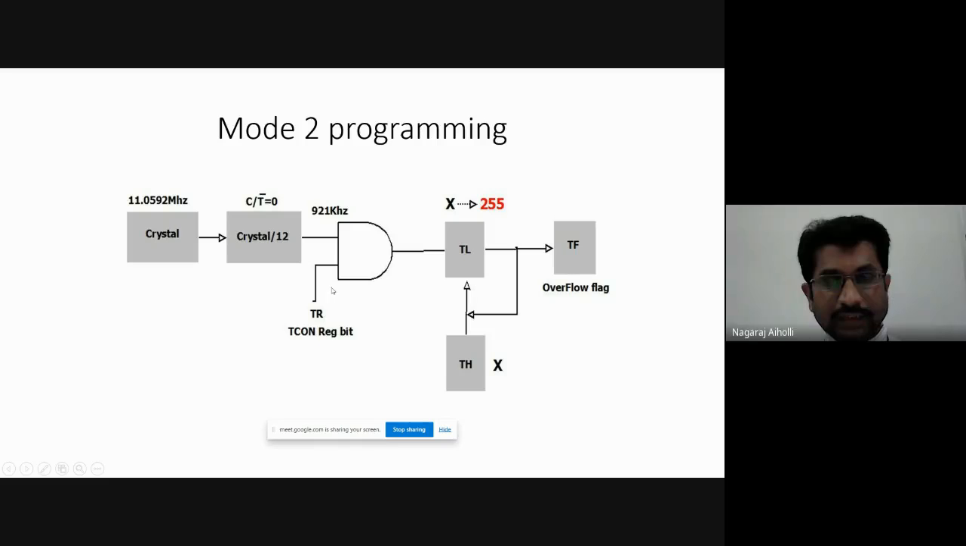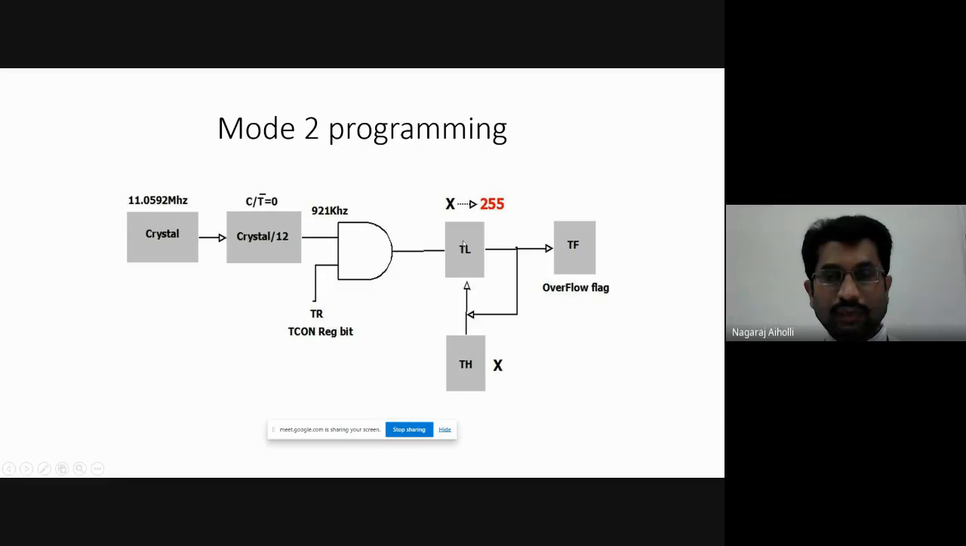When the clock pulse is high and TR is high, the AND gate output is high, right? When the AND gate output is high, the timer is triggered and starts to count. The starting value of the timer is loaded from the TH register into the TL register, and from whatever starting value is there, it will start to count. It will go on counting from the value loaded from TH into TL.